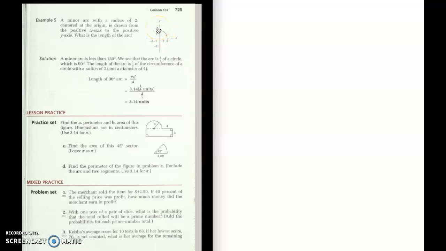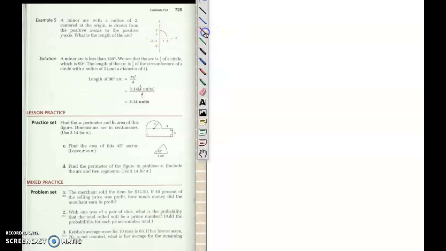Well, we know that a minor arc is less than 180 degrees because it's less than a semicircle. We also know that this arc right here is 1/4 of a circle, and that's important. And that's 90 degrees because a circle is 360 degrees. So if you divide 360 by 4, what do you get? You get 90 degrees. So we know that this arc is 90 degrees.